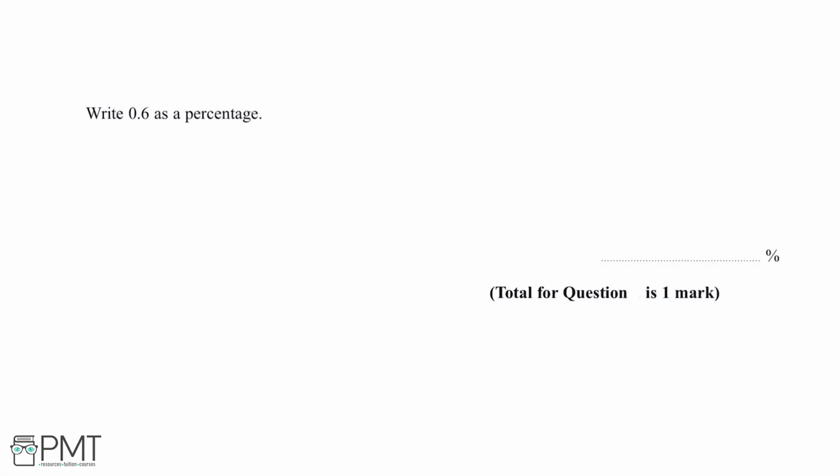Write 0.6 as a percentage. So in order to go from a decimal to a percentage, we need to multiply the decimal by 100. So therefore, to turn 0.6 into a percentage, we'll need to multiply 0.6 by 100. And this gives us an answer of 60%. And this question's worth 1 mark, and this is for the correct answer.